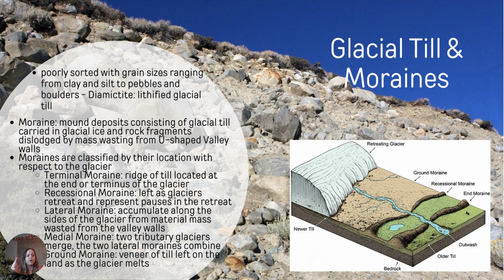Lateral moraines occur on the edges of the glacier, so it's the deposits left in the same orientation that the glacier is moving. And then a medial moraine is a lateral moraine that meets another lateral moraine when there are two glaciers side by side. And then a ground moraine is a lot like a blanket of this till material. As material was left behind, it deposited slowly over time and spread out. And so it was this blanket of glacial till.